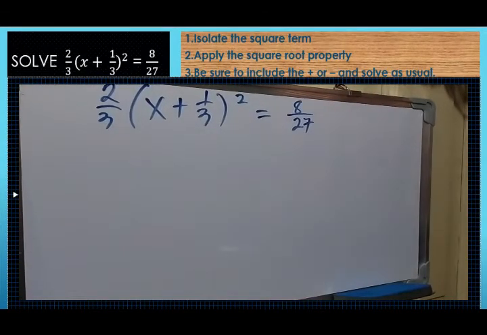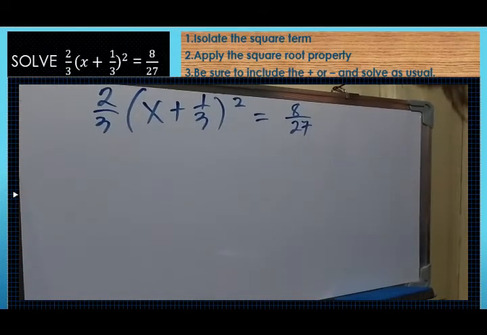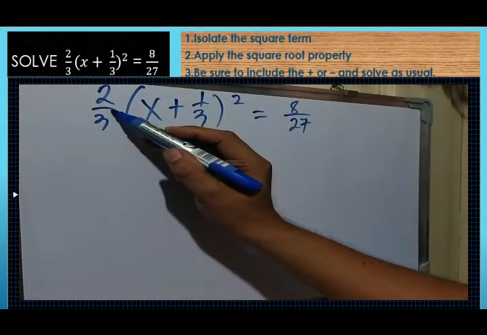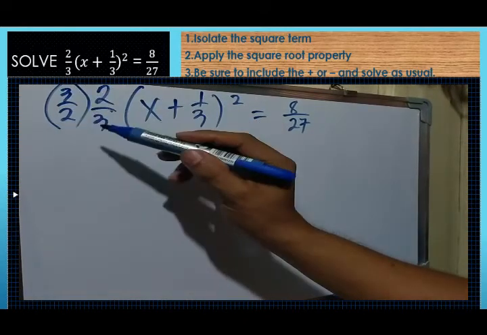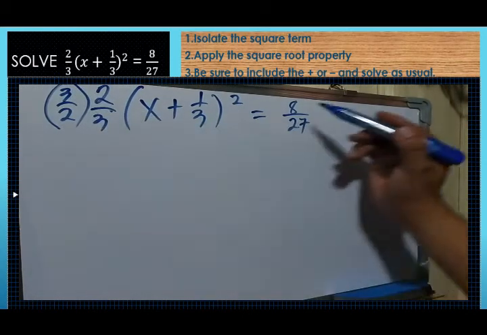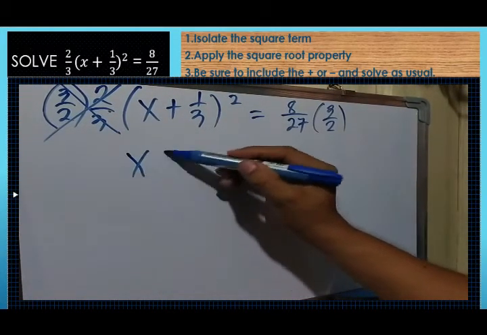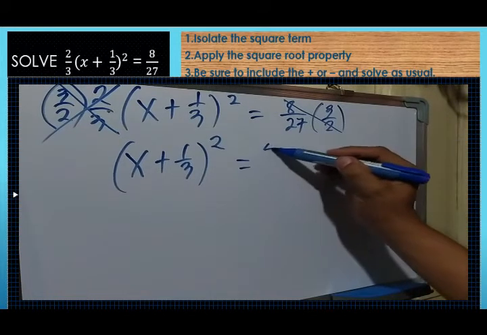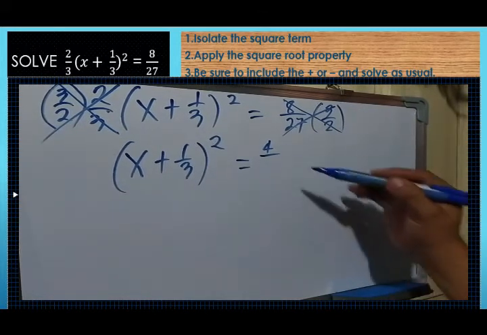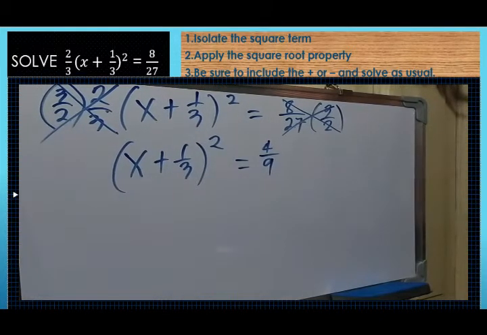Next, we have 2 over 3 times the square of the quantity x plus 1/3 is equal to 8 over 27. Okay, to isolate the square of the quantity x plus 1/3, we have to take out 2/3 by multiplying 3 halves, the opposite. To the other side also, we have to multiply 3 halves. Why? Because 3 divided by 3 is 1 and 2 divided by 2 is 1. So we were able to isolate the square of the quantity x plus 1/3, which is equal to 8 divided by 2 is 4, and then simplify 3 over 27, that would be 1 over 9. 4 times 1 is still 4, so over 9.